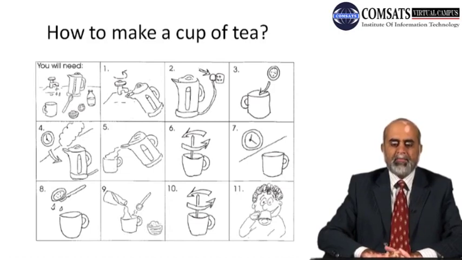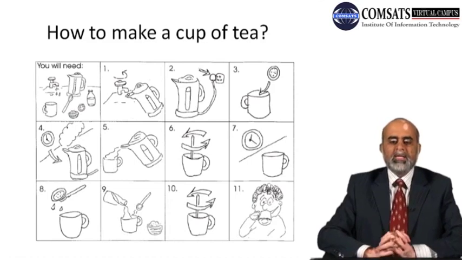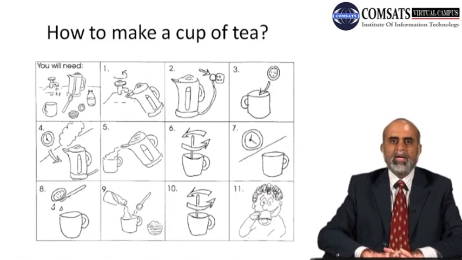Then number 8. Add some sugar. Number 9. Add some milk. Number 10. Stir the tea. And number 11. Drink. So you would see how to make a cup of tea. By looking at simple pictures, you can actually construct your own instructions.